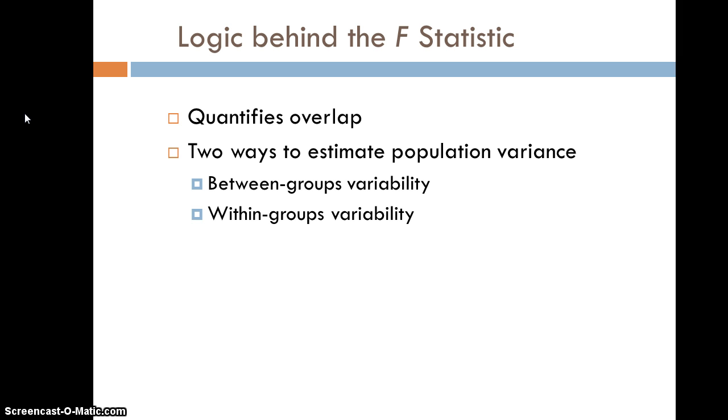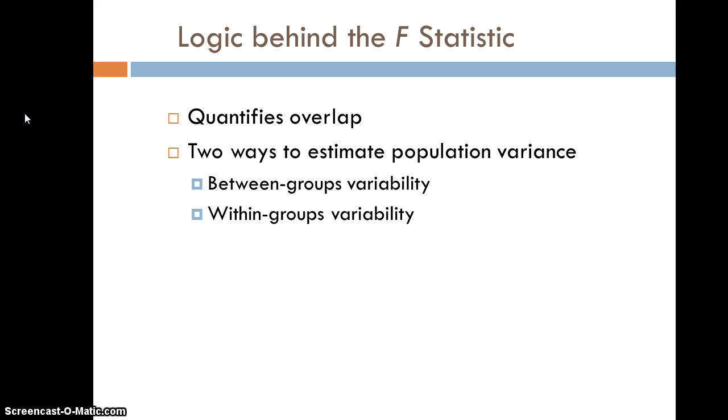talk a little bit more about the logic behind the F statistic. So essentially what we're doing is we're coming up with two different ways to estimate the variance in the population. And so the F statistic gives us some idea of how much overlap there is in the distributions that we're comparing. And so what we do is we can estimate the population variance based on between groups variability, and we can also estimate that population variance based on within groups variability.